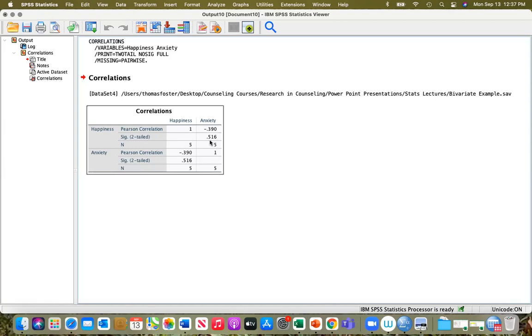So, all right, well, this has been the demonstration for the formula and for SPSS for bivariate analysis, namely Pearson product. If you have any questions about this, please let me know. If not, have a great week.